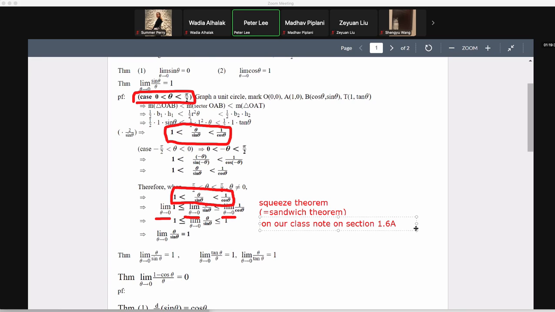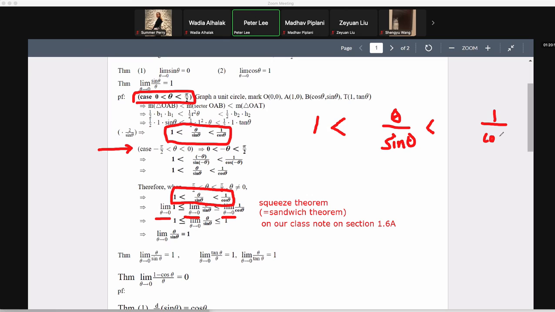So what is the sandwich theorem here? Basically, it says when you have an inequality, you can attach a limit. But now the question is, why do we have this second case right here? Why not go from here to here directly? So we have 1 less than theta over sine theta, which is less than 1 over cosine theta. This is what we had, right?